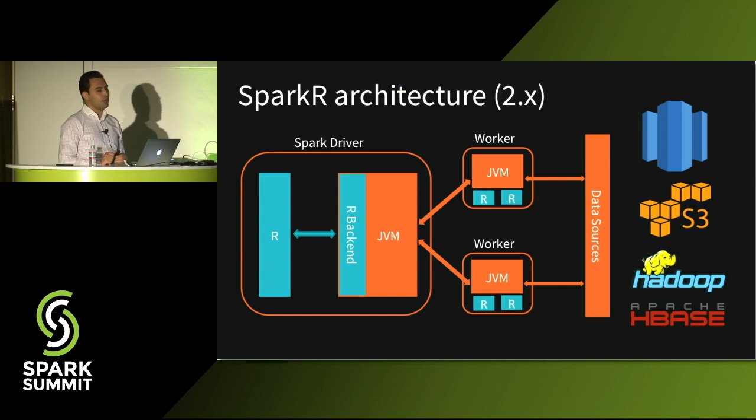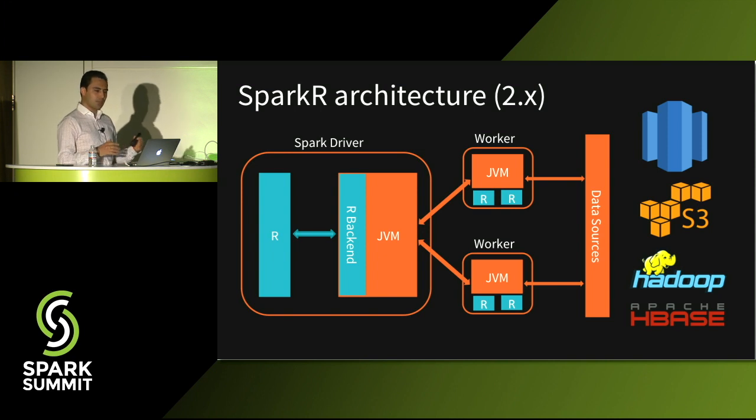Since Spark 2.0, we can have ephemeral R processes on the workers. Each worker can have, depending on how many cores it has, one or more R processes for running native R code. So still, the data is primarily handled by the JVM on the workers, and it's transferred to the R process only when it's needed.